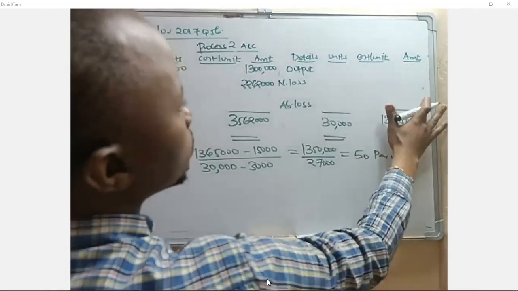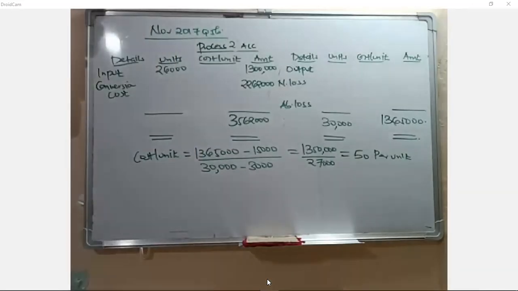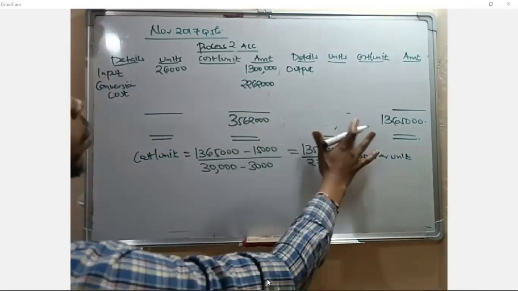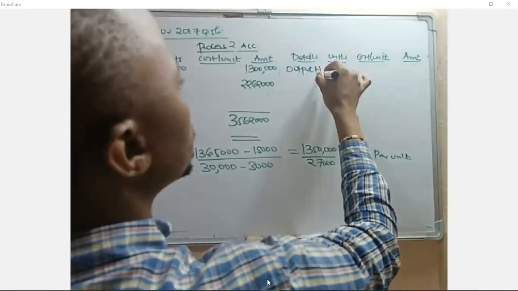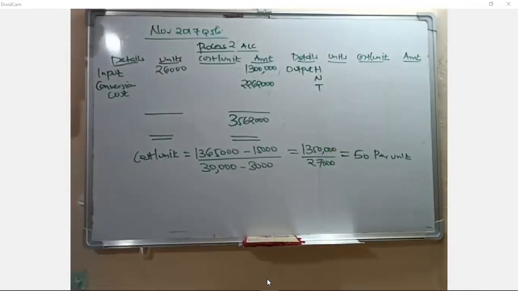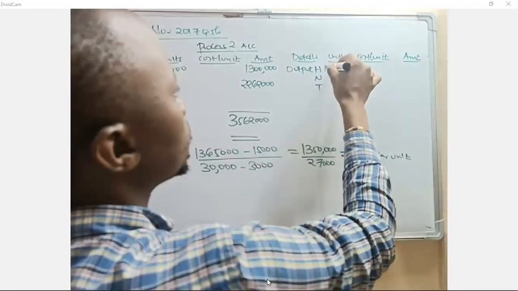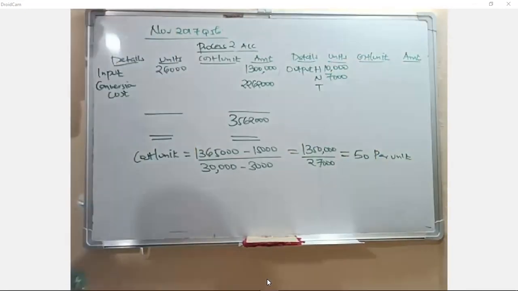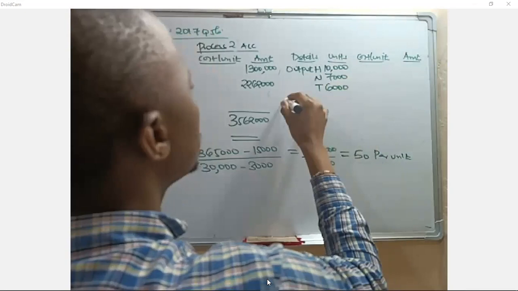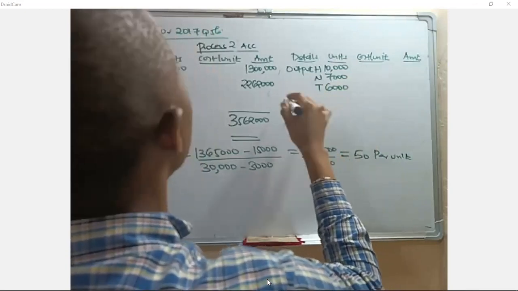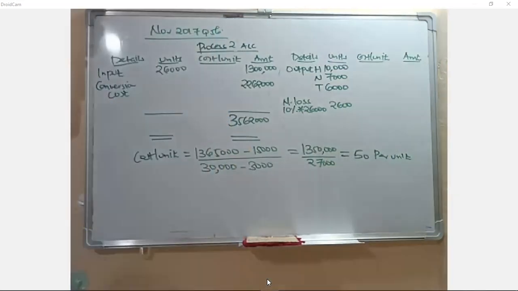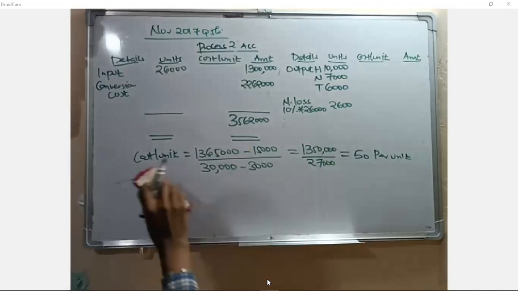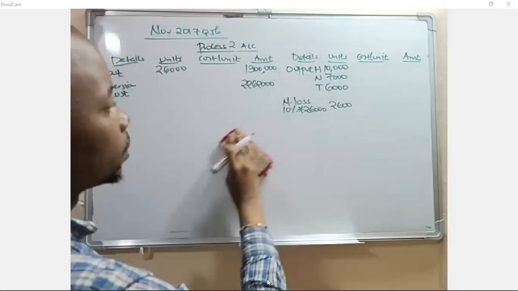Now, what is our output here? On the credit side, we have to look at the output. Here the examiner is telling us that the units produced are joint products, so we have H, N, and T. That is additional information number two. The quantity in units: the first one is 10,000, the second one is 7,000, then for T we have 6,000. Calculate your normal loss, which you have been told is 10% of 26,000. This translates to 2,600. Then from that, can we balance our units? Yes, we can.